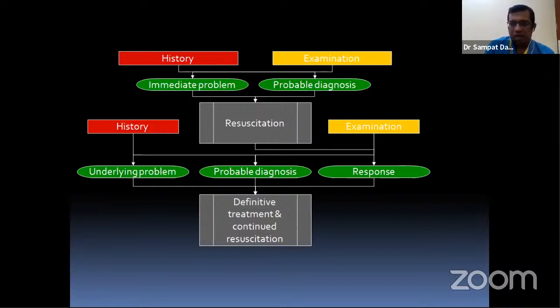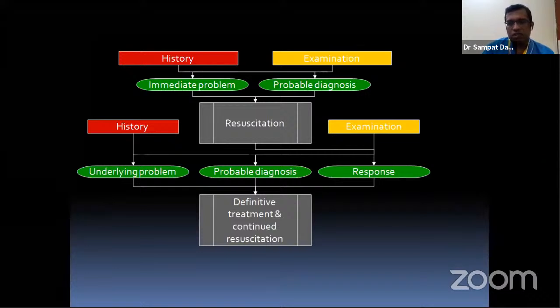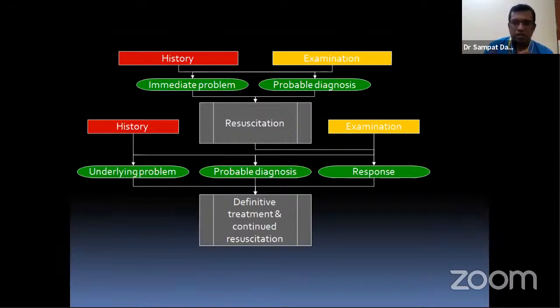For the immediate problem of hypoxia, you need to put the patient on a ventilator if required, or give oxygen with reservoir masks. And the probable diagnosis means COVID, you need to treat with all other things. So both of it has to be treated simultaneously.